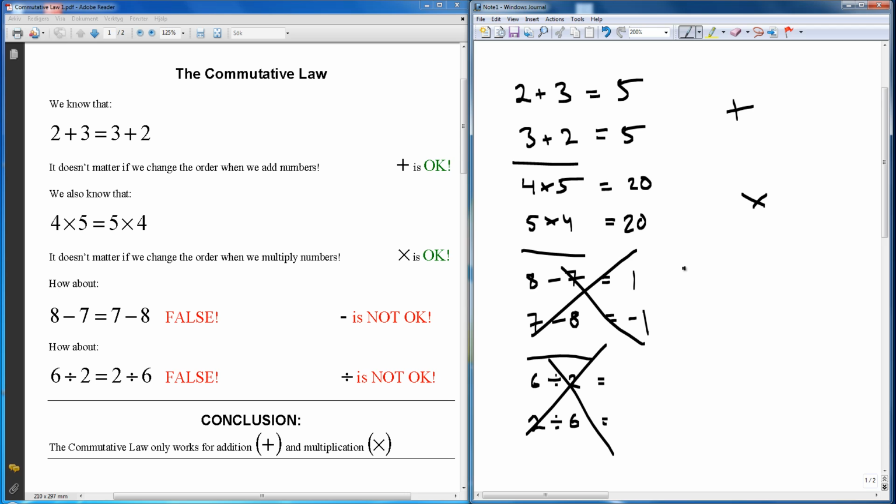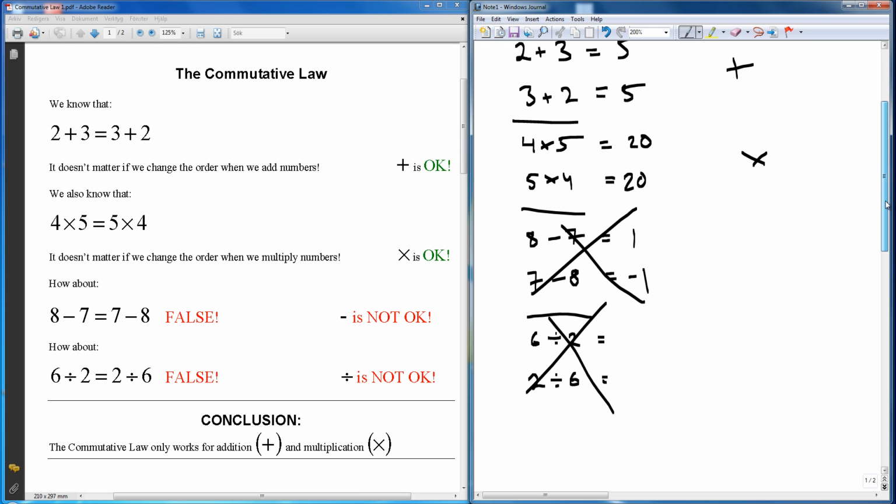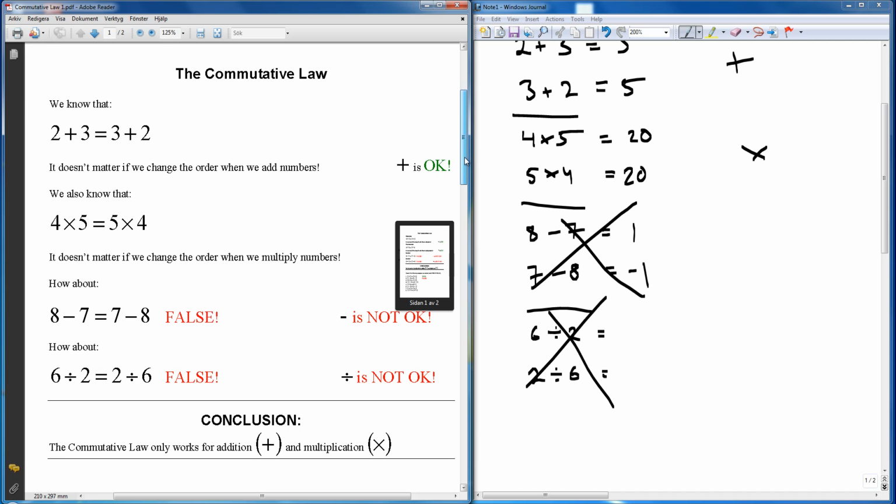So we can use the commutative law for addition and multiplication. That's the conclusion.